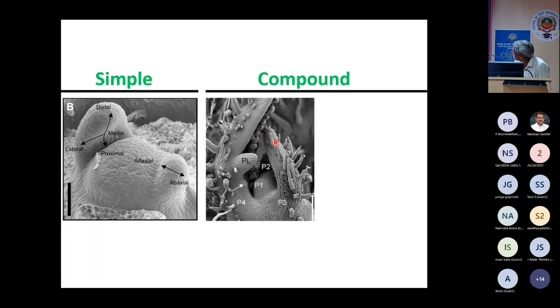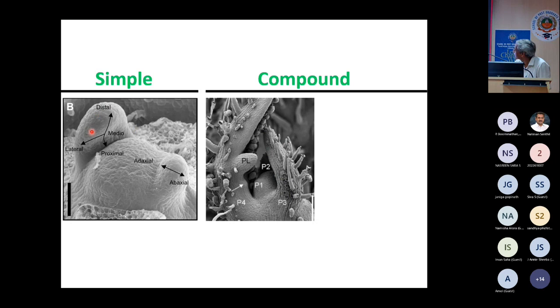This is a little older, so you can see the leaflet is coming out. But early on, this one and this one look pretty similar. Forget about the hair-like structure. There's a trichome, you know that, right? But this is a single leaf, and this exactly looks like the simple leaf.